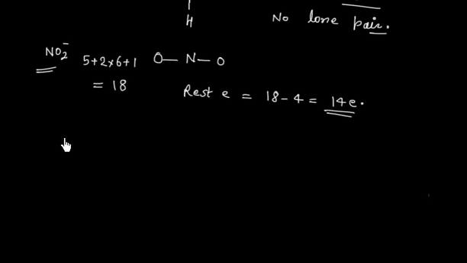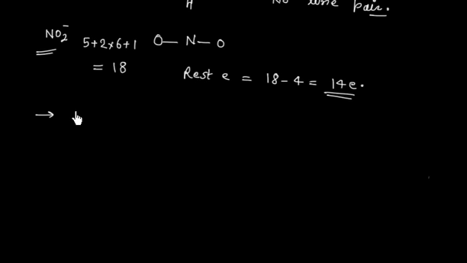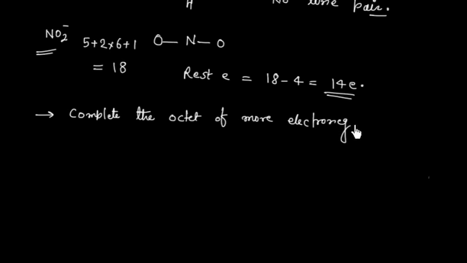So this point is also important. Complete the octet of the more electronegative atom first. So you have to complete the electronegative atom's octet first.